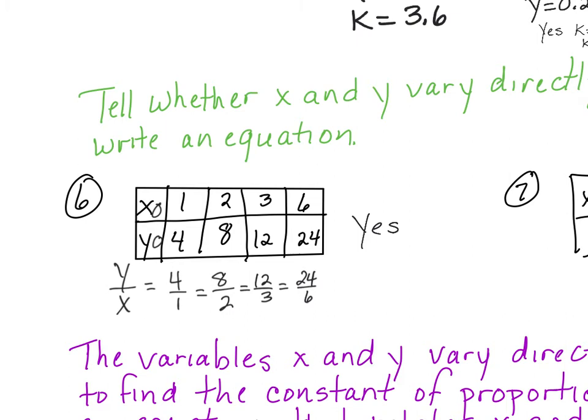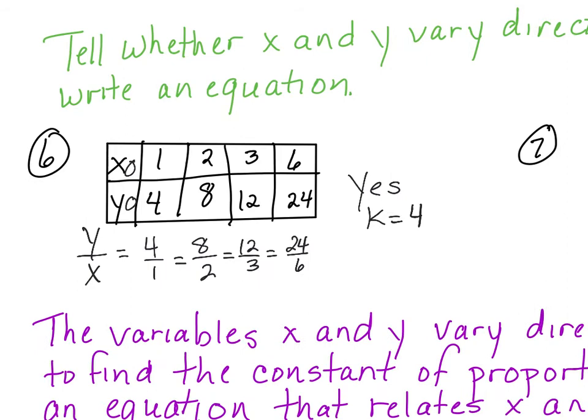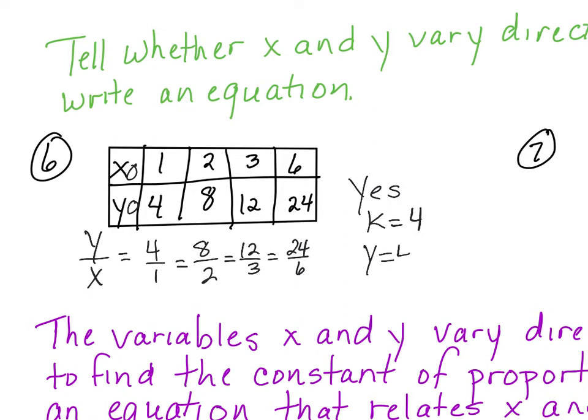What's the constant? What do we find out? What does it reduce to every time, Sam? 4. What's the equation then of this, Alex? Y equals 4x. Yep. Y equals 4x.